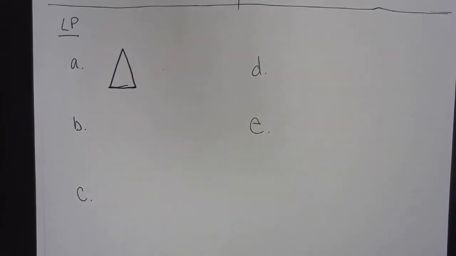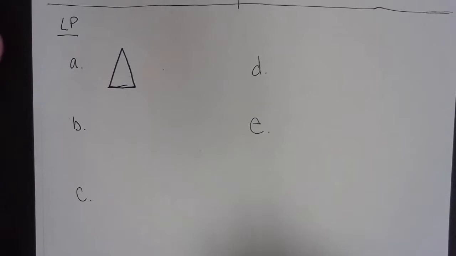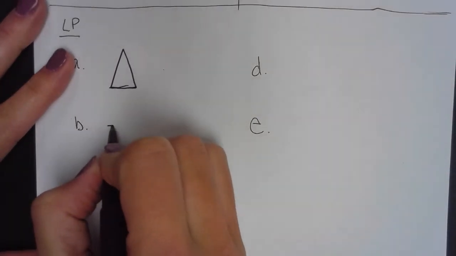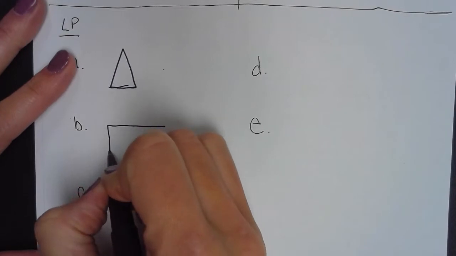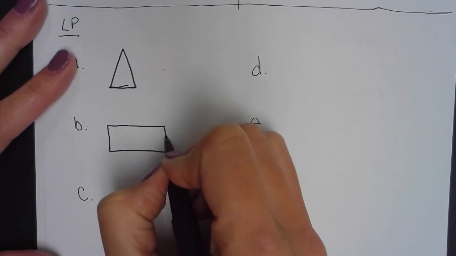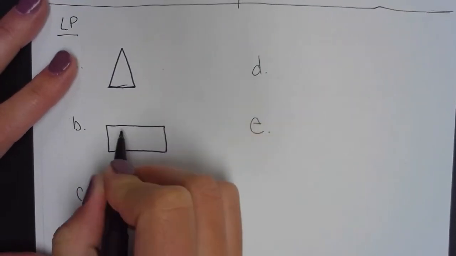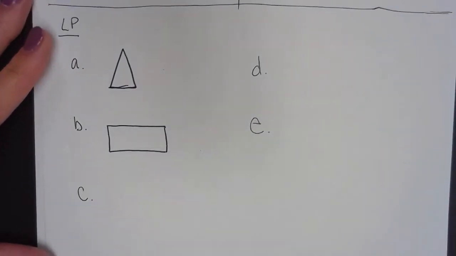B says draw a rectangle that's about twice as long as it is wide. So twice as long as it is wide. Then I'm going to draw it about that far. So that's about twice as long as it is wide because this side is about 2 times that side.